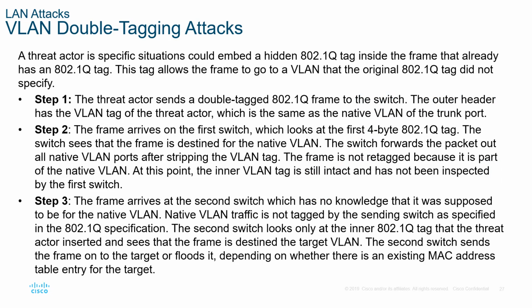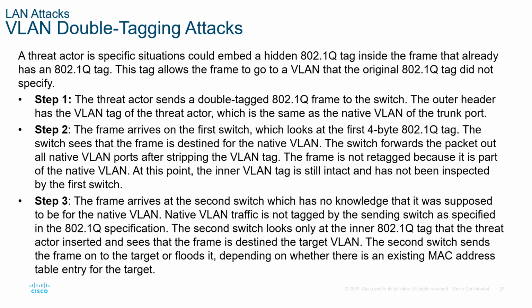trunking. So, how do we double tag a frame to go on a network? First of all, the threat actor will send a double tagged frame to the switch. The outer header has a VLAN tag. So what will end up happening is the trunk port, assuming it's the same as the native VLAN, the trunk port will actually strip it away and then forward it on.